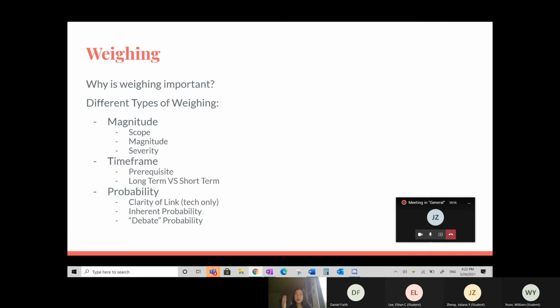The next type of weighing is time frame. So it's based on time, right? So the first one is prereq. Actually, let's talk about long term versus short term first, right? So generally what judges default to if you don't tell them what to do is long-term weighing, right?